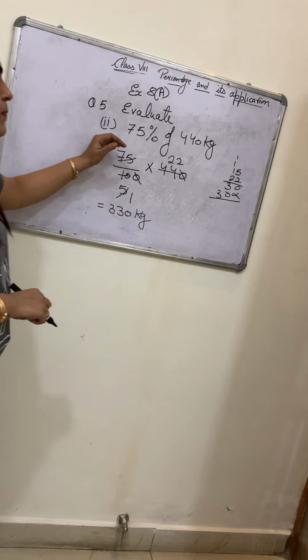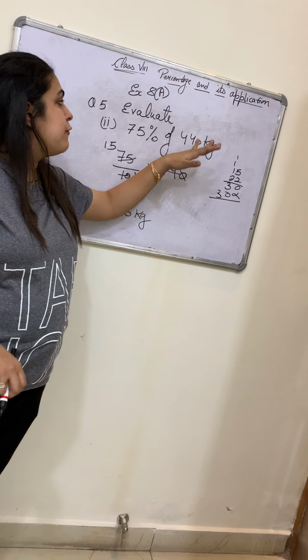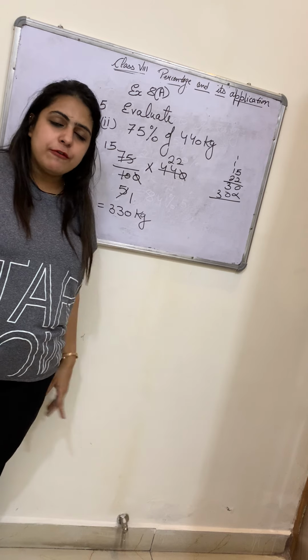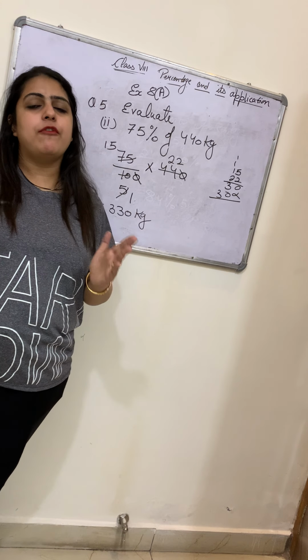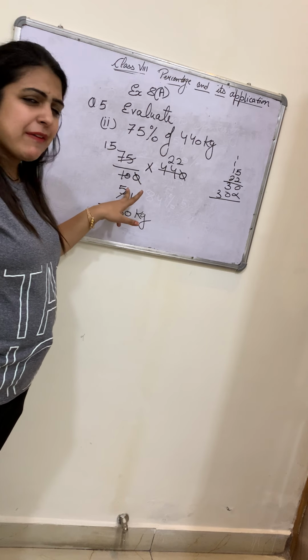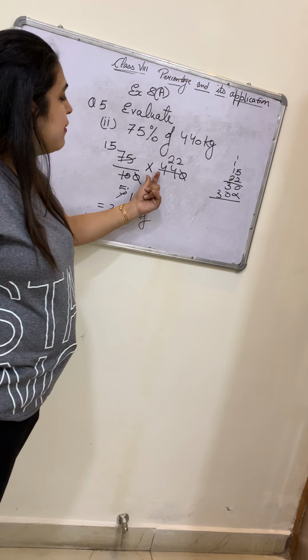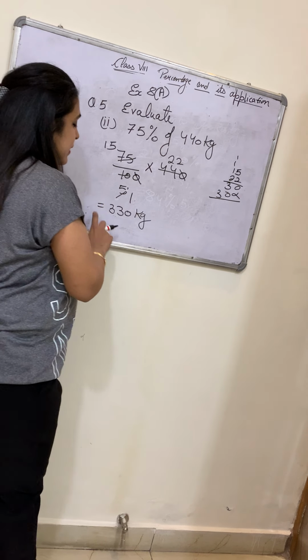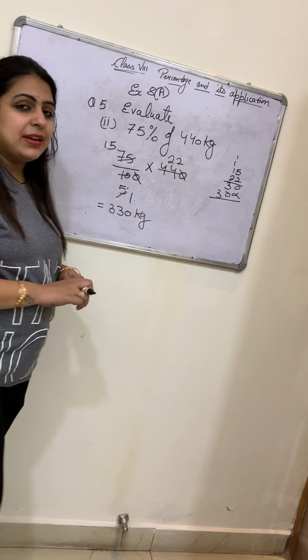This is how we have calculated percentage of 440. We have evaluated 75% of 440 kgs. 75% means 75 upon 100. Of here we have taken as multiplication of 440. Calculated it, we got the answer 330 kg.